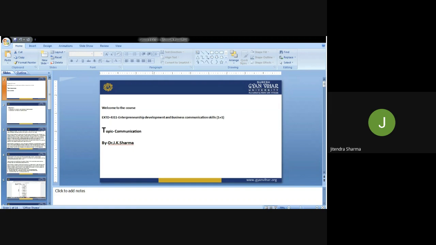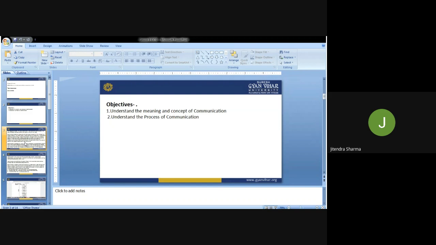So today I have decided to discuss a very unique topic: communication. Communication is the topic we have decided to discuss in the subject of entrepreneurship development and business skills. So what are the objectives of this topic? To understand the meaning and concept of communication, and to understand the process of communication. These are the two things we will try to discuss thoroughly in this topic. So let us have a first go.